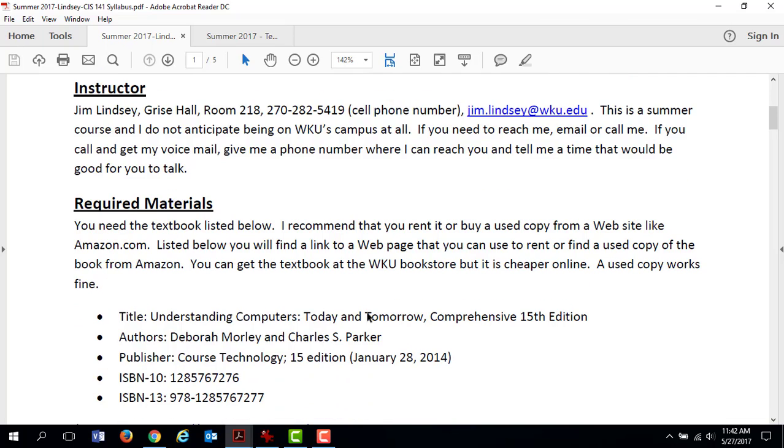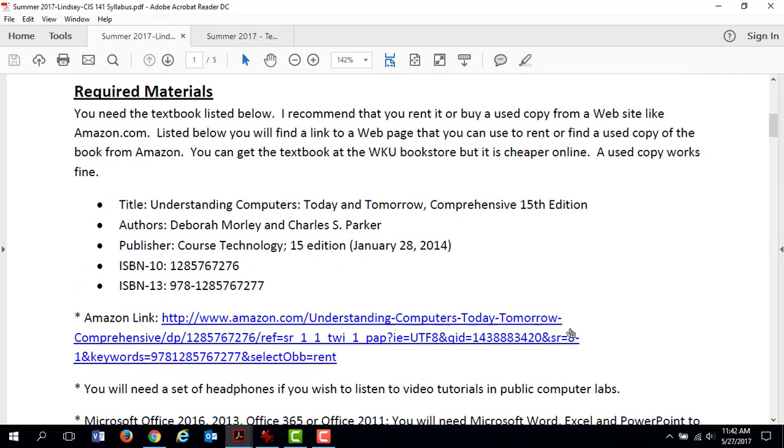Okay, let's talk about required materials. You need the book, and the book is listed right there. This is the last term that we're going to use this edition of the book. It's the 15th edition, and it's really inexpensive at this point, which is awesome. If you use that link right there from Amazon, you can see how inexpensive it is. But get the book, and if you know somebody that's taken the class in the last about 3 semesters, they may have this book and they could loan it to you or sell it to you. But this is the book that we will use, and we will cover a lot of chapters out of it.